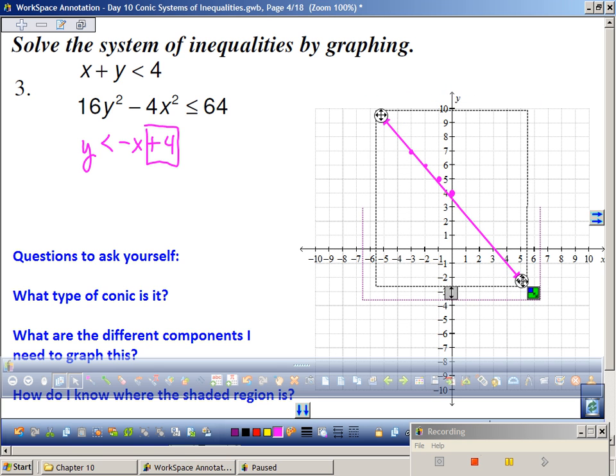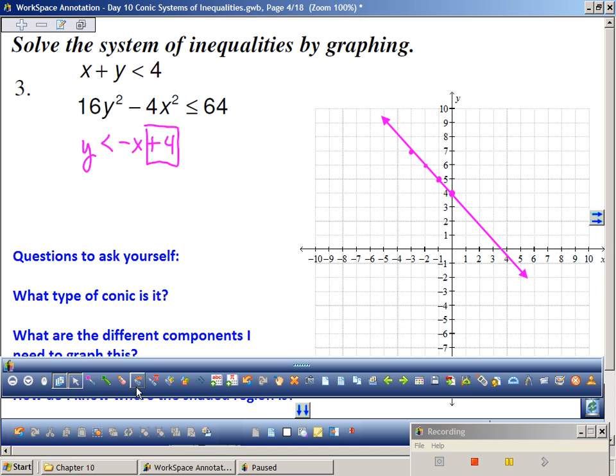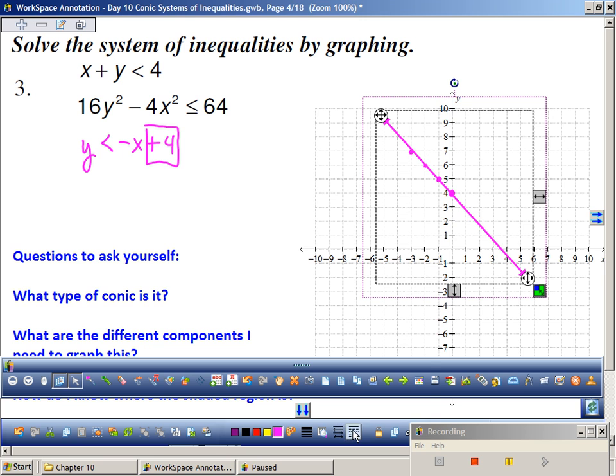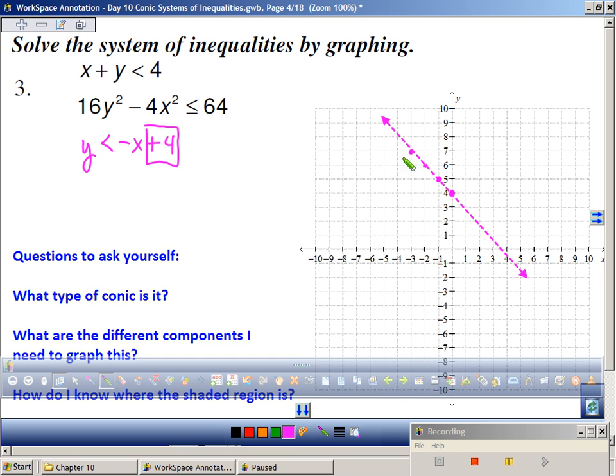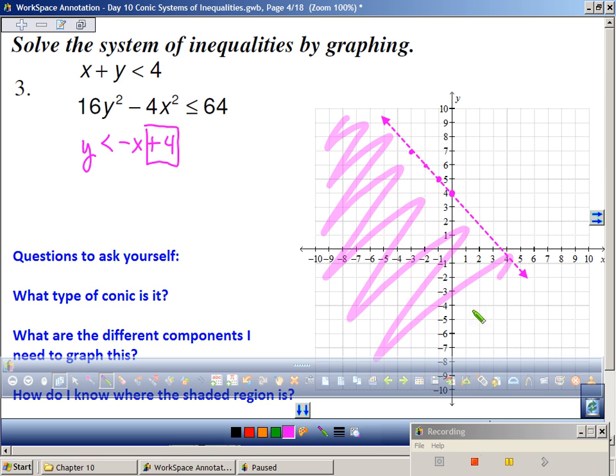Okay, who can tell me what's wrong with my graph? Other than it's not perfect. Oh, it should be dotted. It's supposed to be dotted. Good. Remember that? And we need to shade it as well, correct? Let's shade. So I'm going to shade what? Am I going to shade below the line or above the line? Below. Good.